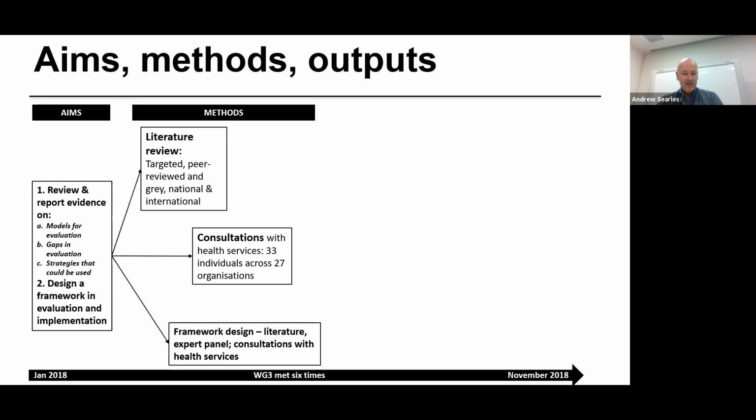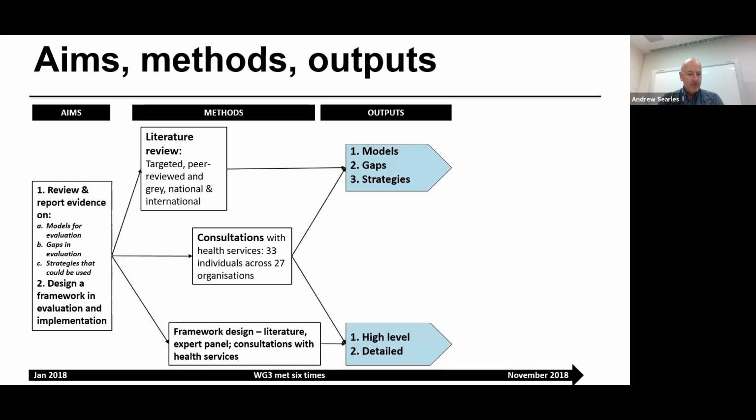And at the same time, we embarked on a process of coming up with a framework to improve evaluation and implementation. That was designed with the help of our expert panel, and the members of that panel were on our very first slide, and they're all authors of our report, and they're all authors of this presentation. So in terms of the outputs from the literature review and the consultations, we identified models for evaluation, gaps in the evaluation of healthcare in Australia, but also some strategies to improve evaluation.